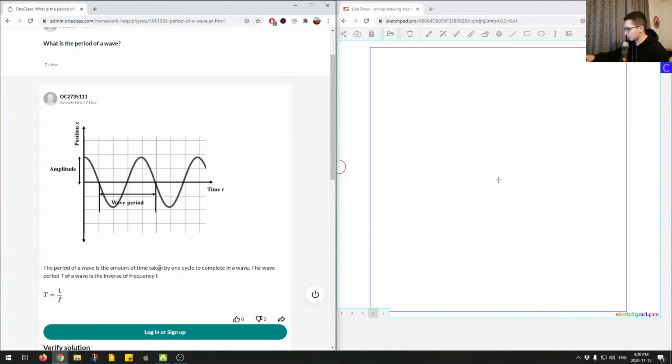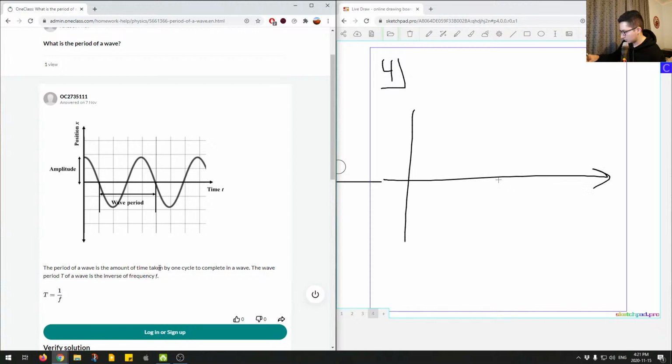So I'll draw a little diagram over here to give you some other examples to think about. This is question number 4. We'll draw time over here, and then position. Let's say position X. So position X. Alright, so this is one example.